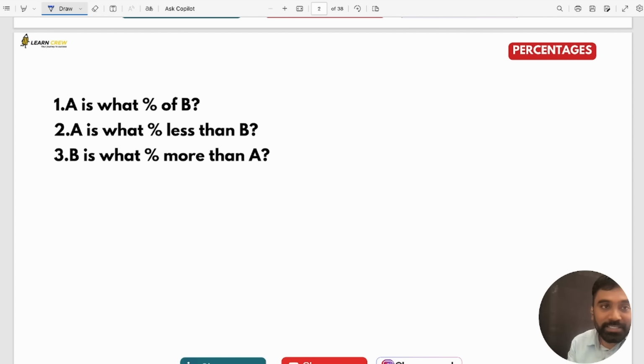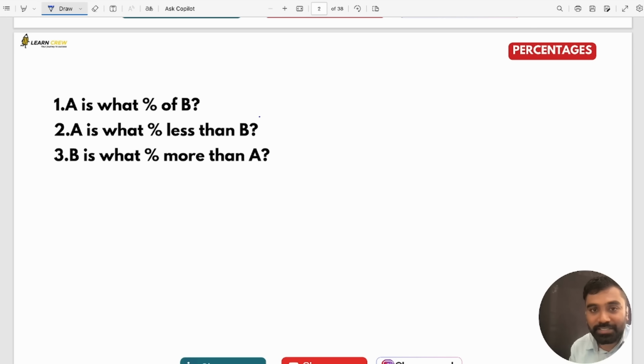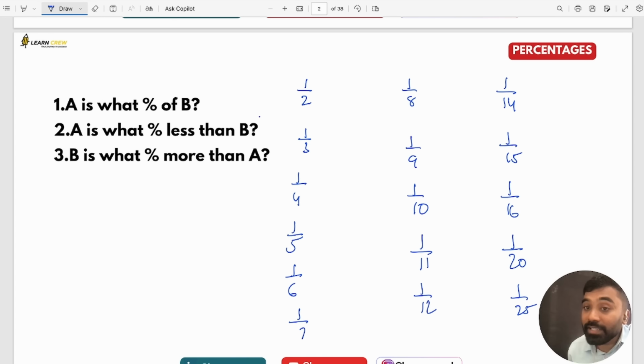First and basic thing you need to remember is some percentage to fraction conversions. I would recommend you to memorize it, or else practice it and remember it as per your convenience. So 1/2, 1/3, 1/4, 1/5, 1/6, 1/7, 1/8, 1/9, 1/10, 1/11, 1/12, 1/14, 1/15, 1/16, 1/20, 1/25, and 1/50.